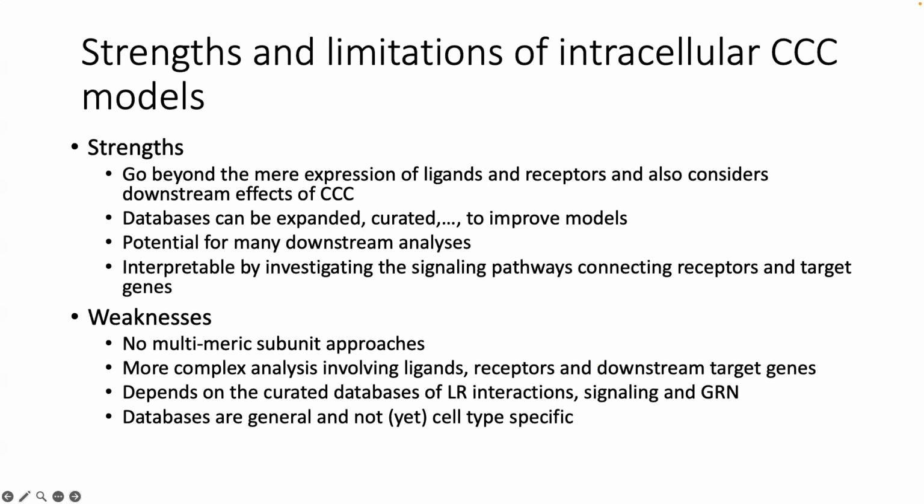There are also some weaknesses again, right? We don't consider any multimeric subunit approaches. We have some more complex types of analysis involving now the ligands, receptors, but also these downstream target genes. It also, again, highly depends on curated databases for all the different types of interactions now, not only the ligand receptors, but also the downstream signaling and the gene regulatory interactions. And of course, these databases are often very general and not cell type specific again.